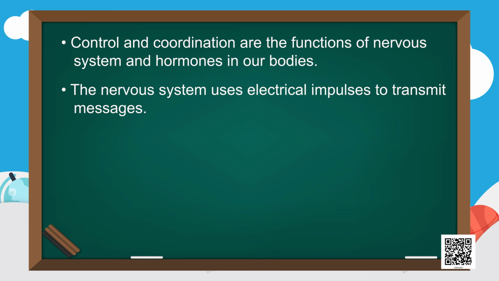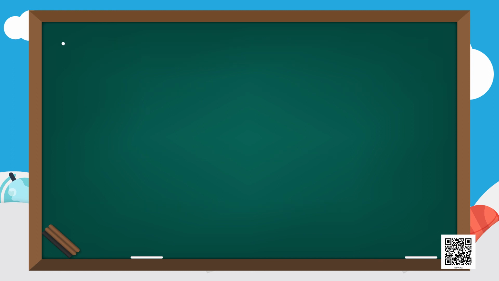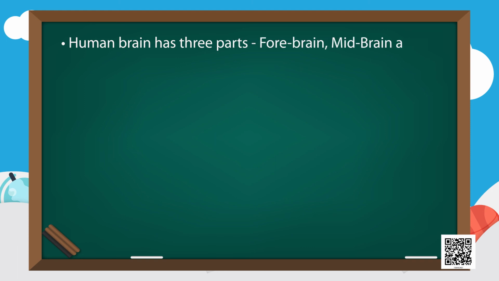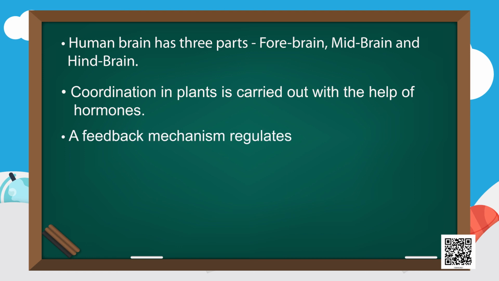Reflex actions are controlled by spinal cord. Human brain is present inside skull in a liquid. Human brain has three parts: forebrain, midbrain and hindbrain. Coordination in plants is carried out with the help of hormones. A feedback mechanism regulates the action of hormones.